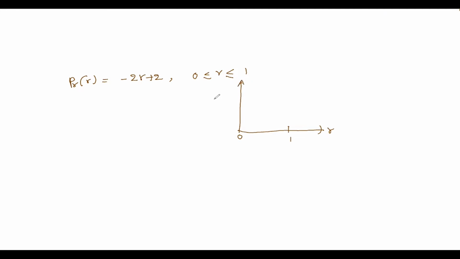Okay. So let's say here I have PR of R. What is its value at 0? 2, correct. And its value at 1? 0. So it's a linear curve. So 2 points are enough for me to draw this, correct? So this would be my PR of R.